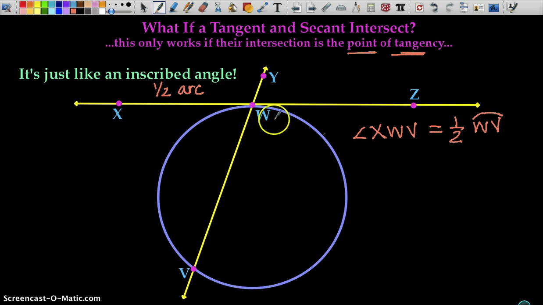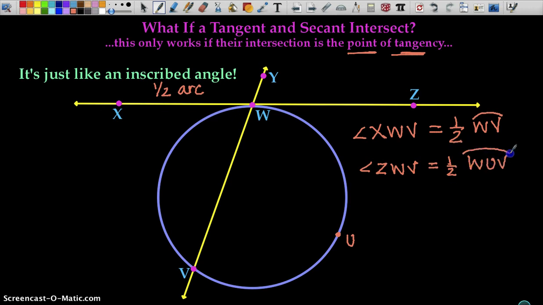Cool, right? And then this side would be supplementary to that. Whoa, amazing. And let's say I'm going to add in U right here, and if you wanted the measure of ZWV, that angle, that would be equal to half of arc WUV.